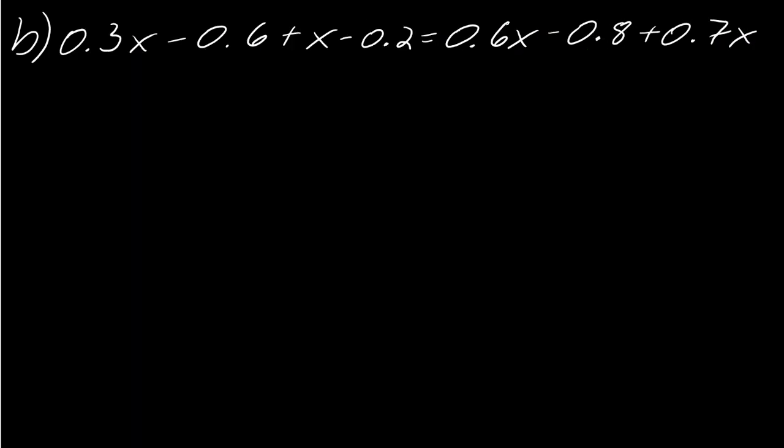Okay, so moving on to b here. This one has a little bit of a twist in it. As you look through this, I've got 0.3x minus 0.6 plus x minus 0.2 equals 0.6x minus 0.8 plus 0.7. Okay, so the maximum number of decimal spots I see is 1, but here's the plot twist.